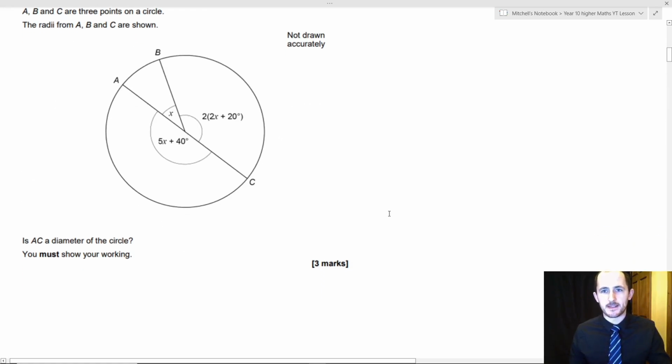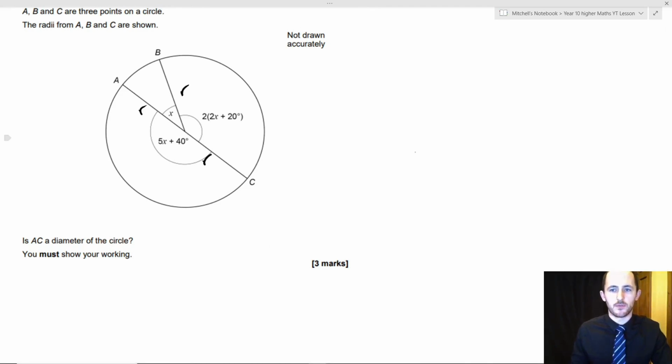We have A, B and C, 3 points on a circle. The radii from A, B and C are shown. Again, you may have done these already in your mocks or as practice. And it says, is AC a diameter of the circle? One thing I will say is that we know that these lines are all the radius.